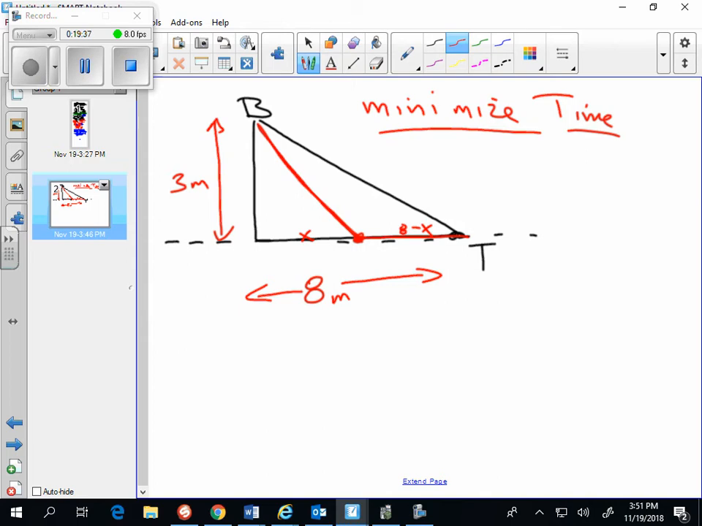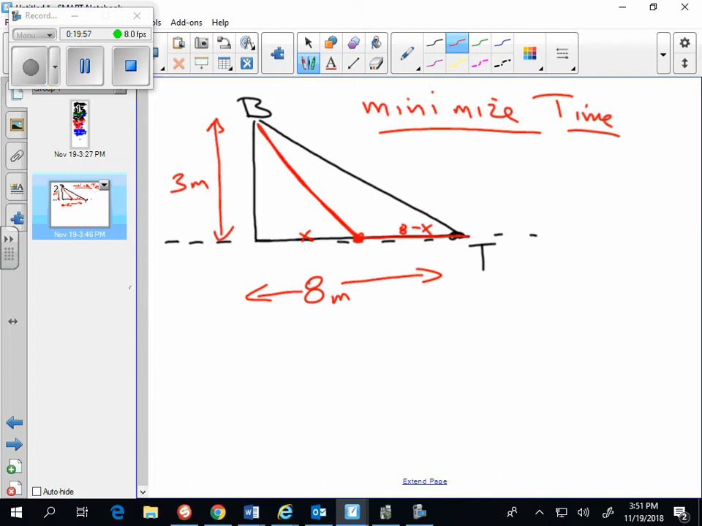Now, 8 minus x represents the distance the dog is going to run along the beach. And you may say, hey, Mr. Gukler, why didn't you put the 8 minus x over here and put the x here? Because this is the distance the dog runs on the beach. There's a reason for that, and it'll come up in a moment. Okay, now I've labeled the picture.